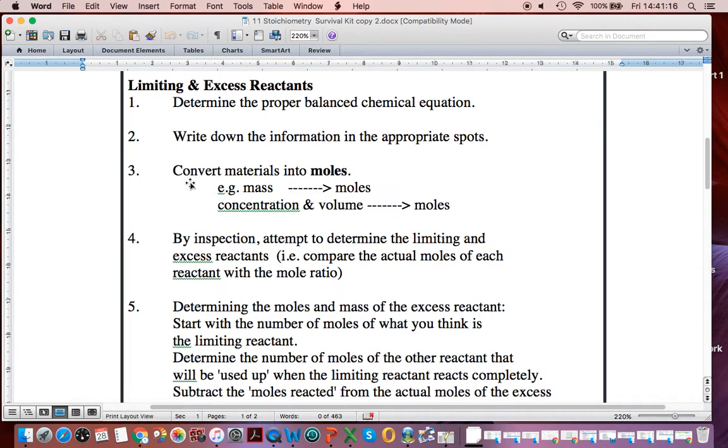But once you have that, then you get into moles. So step 1, 2, and 3 are basically the same. Step 4 is the toughest step. By inspection, you're going to look at the balanced chemical equation, its mole ratio, and compare it to the actual moles of each reactant that you have. And you're going to, from that, try to determine which is the limiting reactant and which is the excess reactant. If you make a mistake, you will find out in the next step. So it just means you'll have to do a little bit of erasing.